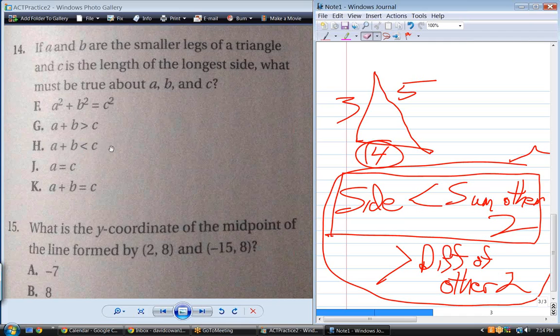Hold on. I'm sorry about that. Let me think for a moment. C has to be less than the sum of the other two. That's G. A plus B has to be greater than C. Okay.